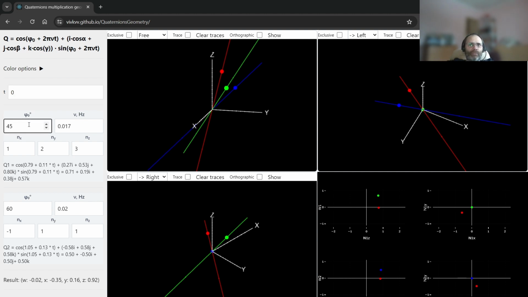Then there is a block for the first quaternion. This is the field for entering the angle phi0. This is the field for entering the frequency. But of course, if time t is 0, this term is 0 as well. And next are the components of the directional vector. They are not normalized here, just for convenience, but when recalculated in the formula for the quaternion, they are normalized automatically.